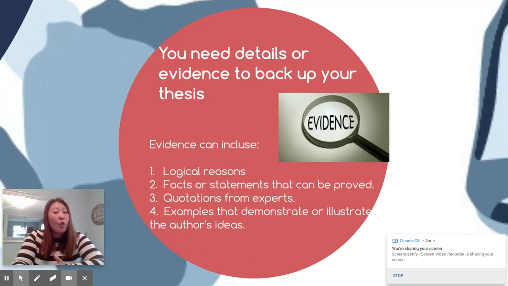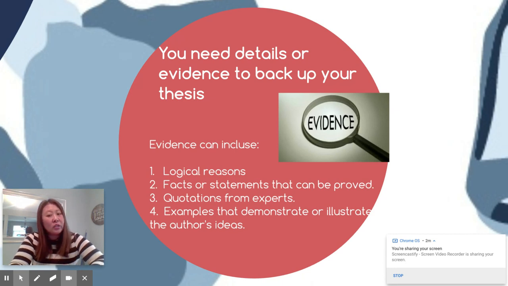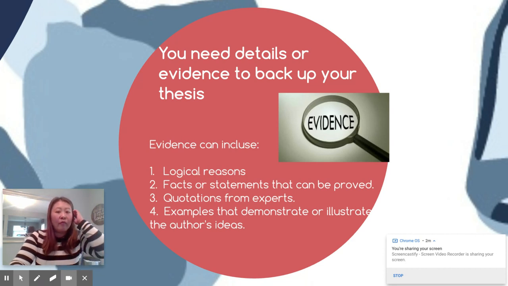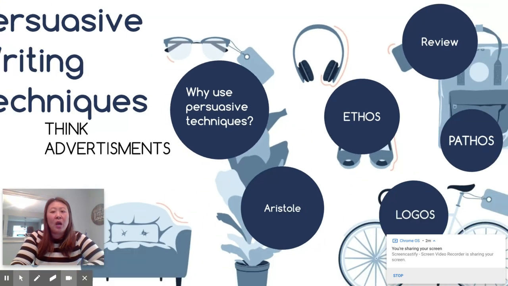Let's look. In order to make an argument that is a good one, you would need details to back it up or evidence to back up your thesis. We did this last week when I taught you about author's claim and perspective. The evidence that you could include, I will fix this spelling, sorry about that, logical reasons, facts or statements that can be proved, quotations from experts, examples that demonstrate or illustrate the author's ideas. We did that last week, okay? So this is just a repeat of what kind of evidence you could use to back up your thesis statement. All right, let's keep going.